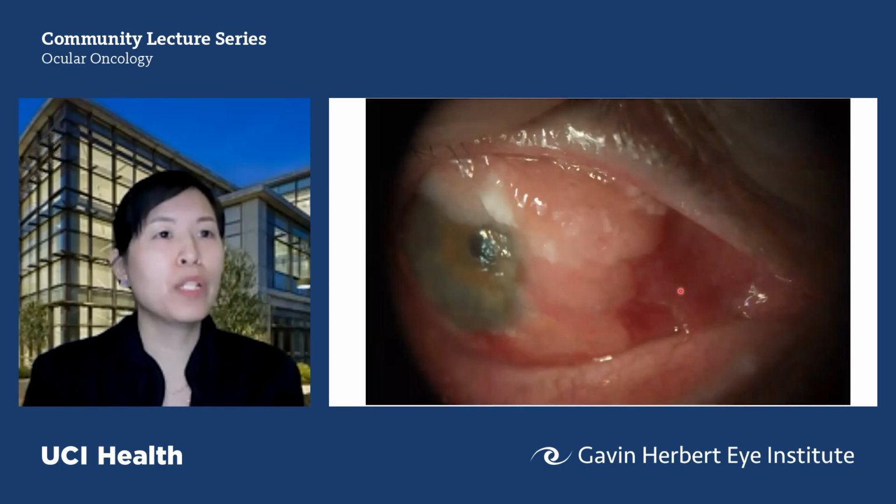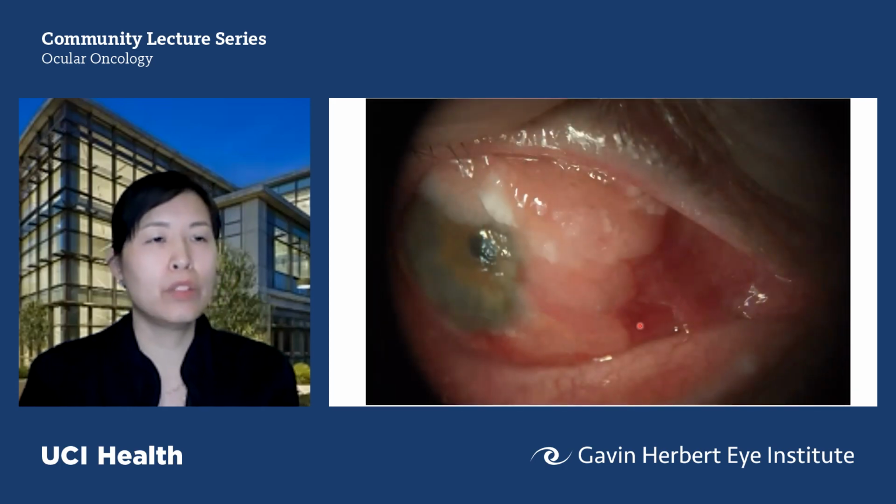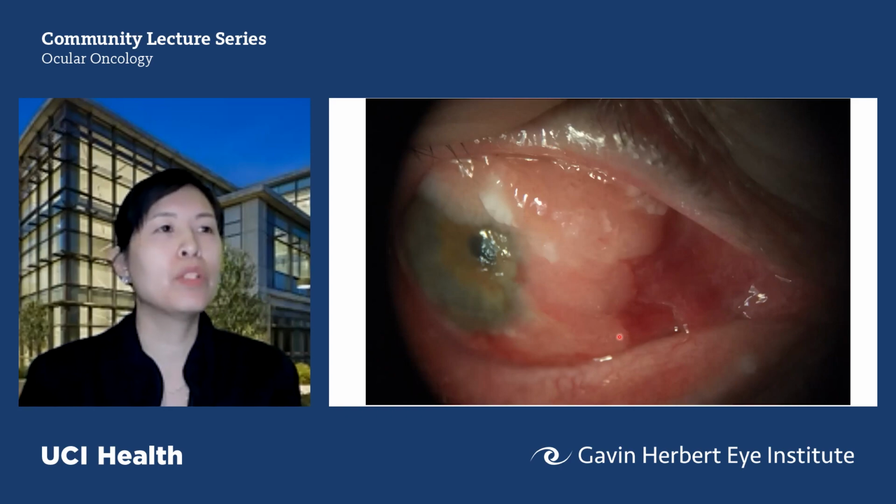Whereas this one is a malignant tumor of the same tissue, the conjunctiva, and you see this very large mass. It has grown so large that it's covering over 180 degrees and extending onto the cornea.